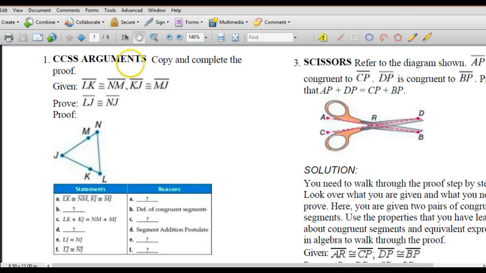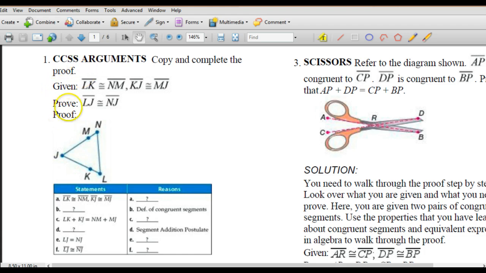Okay, we're now in section 2.7, proving segment relationships. Number 1 says copy and complete the proof. So we are given that LK and NM are congruent. So let's locate those on our diagram. So LK and NM, those are congruent segments.